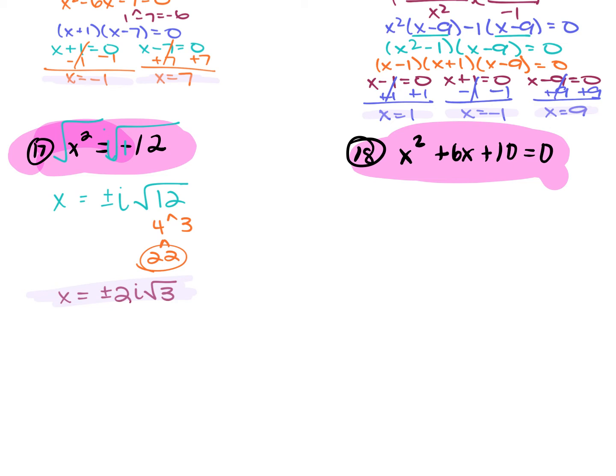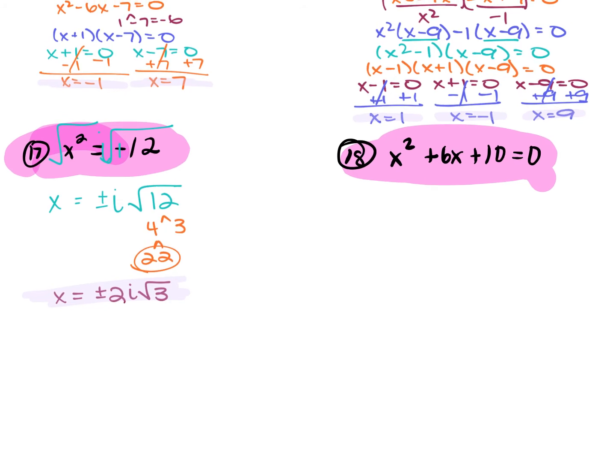For number 18, we have x squared plus 6x plus 10 is equal to 0. You do not have factors of 10 that add up to be 6. So solve this using your quadratic formula. Everything is on the same side of that equal sign, and it's equal to 0, so you can identify your a, your b, and your c, and then just plug in your values and simplify into that quadratic formula. So starting off, your a is what?